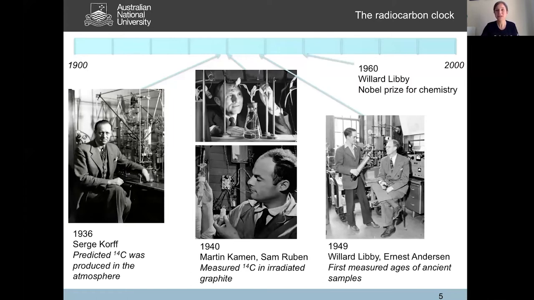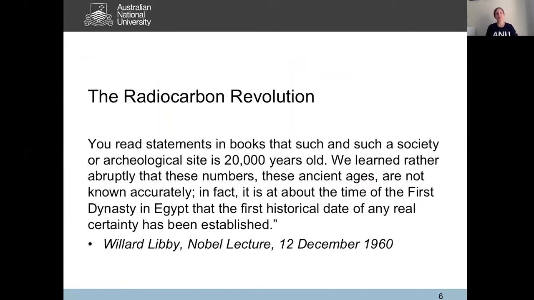And the significance of this finding was realized very, very rapidly. So that by 1960, so just 11 years later, Willard Libby won the Nobel Prize for Chemistry for the development of radiocarbon dating. And the significance, I think, is really nicely summed up by a quote from Libby's Nobel lecture that was given in 1960.